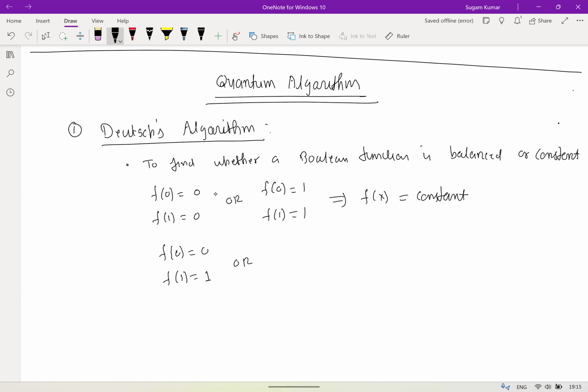Or if I put 0, the function becomes 1. If I put 1, the function becomes 0. In that case, I will call f(x) balanced. Okay, these are the terms used to represent them.